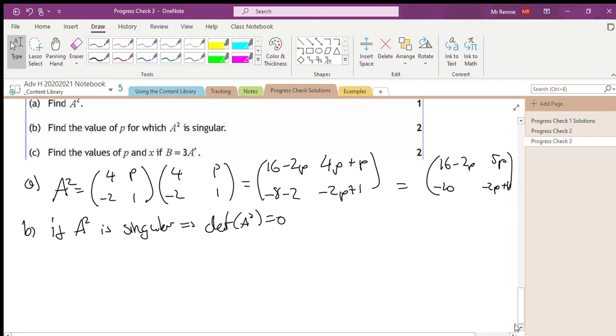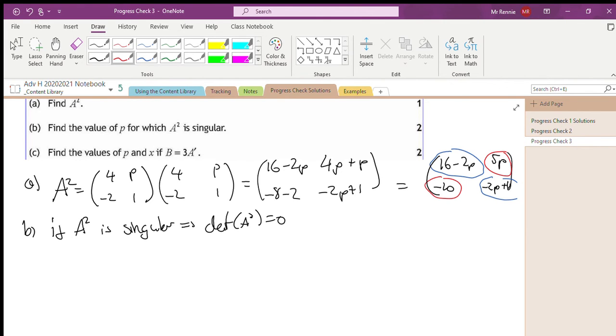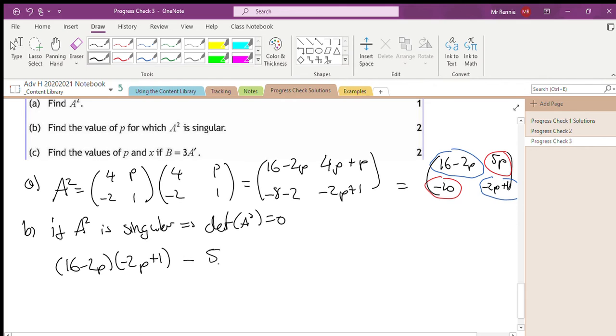So what I'm going to do is work out the determinant of A squared. I'm going to do the diagonal, so that multiplies with that, and take away the other diagonal of the reds there. So it's the blue diagonal multiplied by each other, take away the red diagonal multiplied by each other. So that means I'm going to get the bracket 16 minus 2p multiplied by negative 2p plus 1, take away 5p times negative 10. And that has to equal 0.